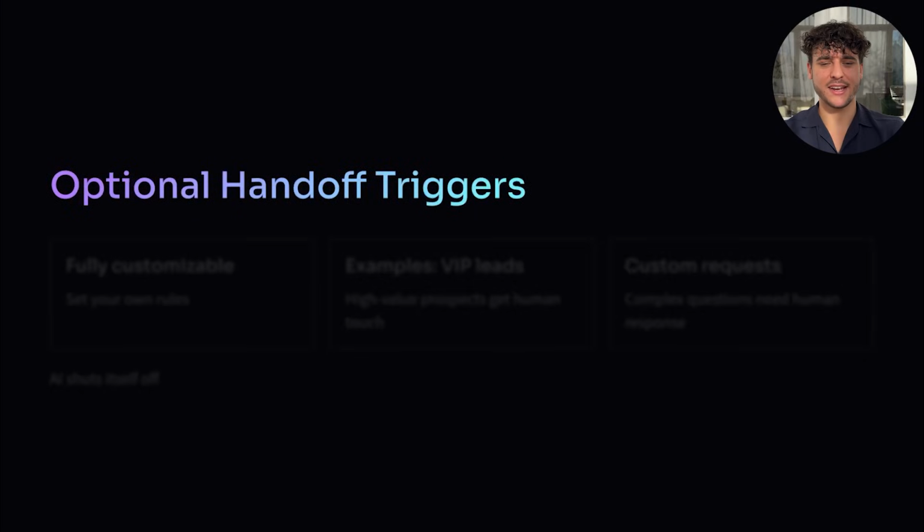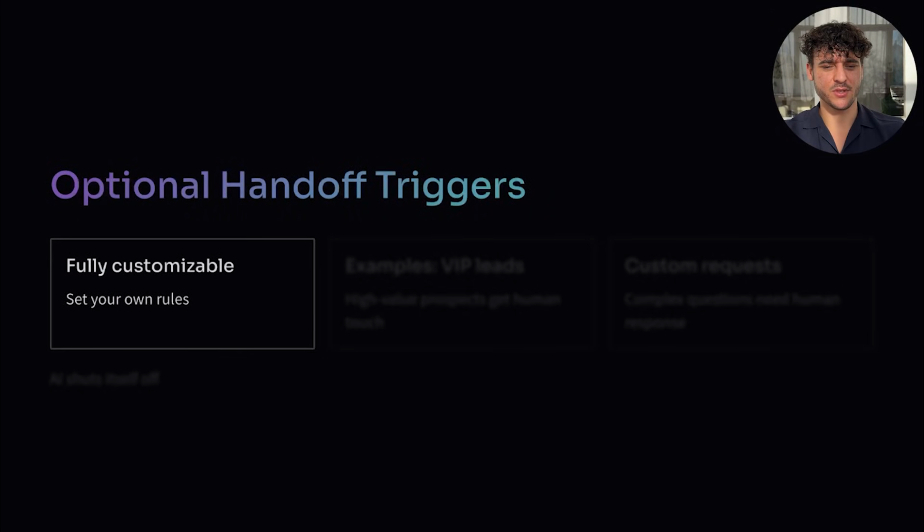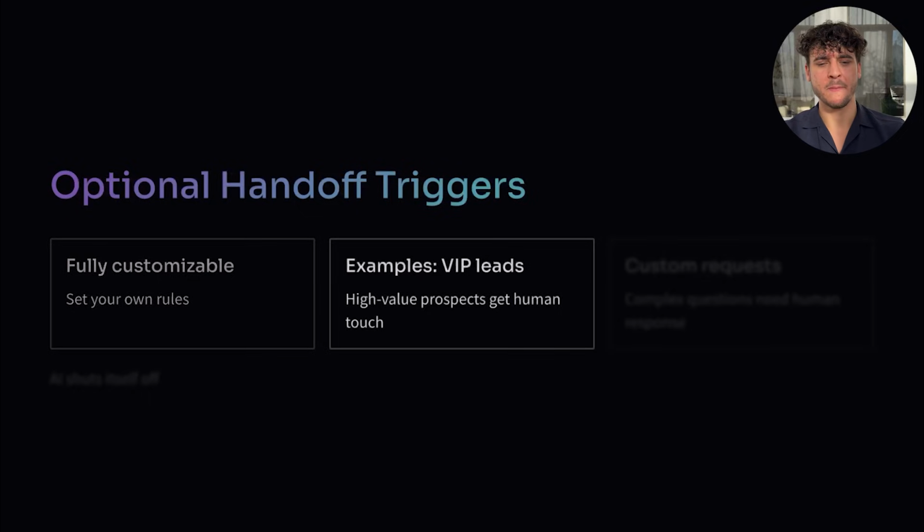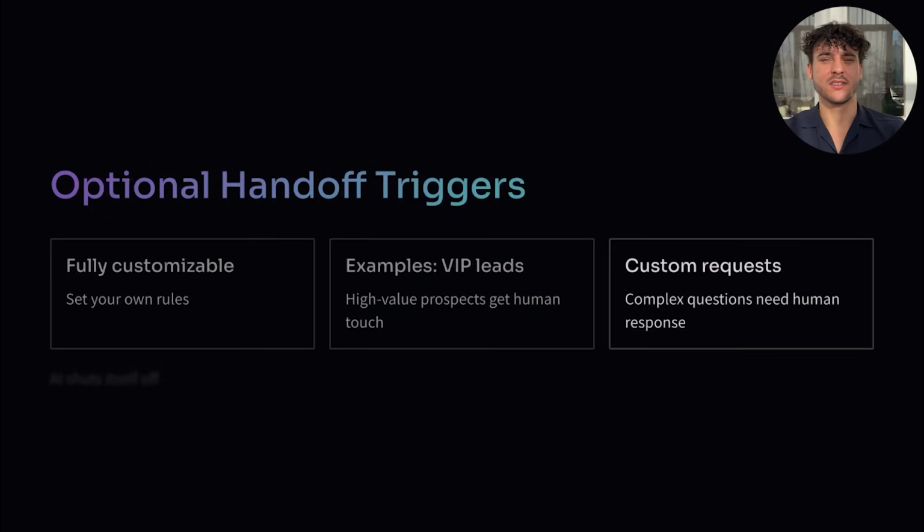Now, you have optional handoff triggers, which are fully customizable, so you can set your own rules for the handover. An example for this would be VIP leads. So let's say a high-value prospect will get a human touch. If someone's like, hey man, I'm just ready to buy, you can potentially hand it over to yourself. Or custom requests, complex questions about what you do, what you offer, and maybe there's something custom in there depending on your business. You may want to have a human response, in which case you can implement a human handover. This will mean that AI shuts itself off and you can take over the conversation.